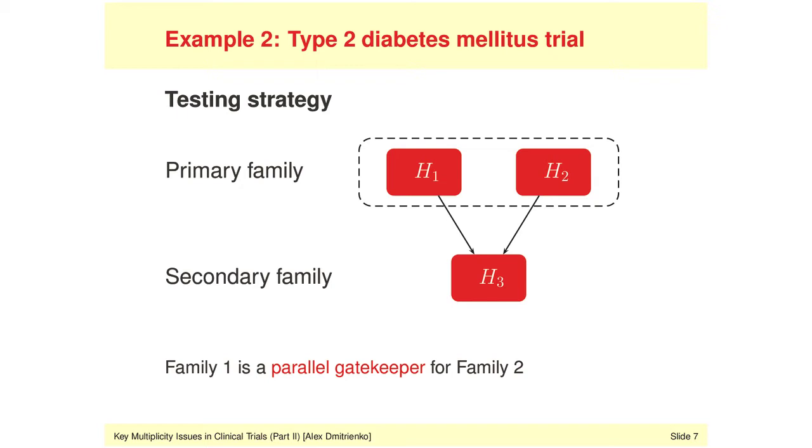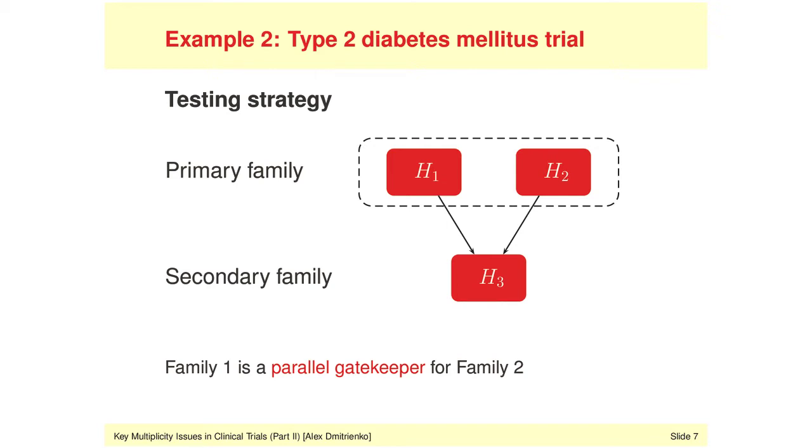It is more meaningful to consider a parallel gatekeeping strategy in this particular example, and this is what is shown on the slide. As you can see here, there are 2 arrows that represent decision-making paths that connect H1 to H3 and H2 to H3 as well. And that means that family 1 serves as a parallel gatekeeper for family 2. Formally, going back to the definition of a parallel gatekeeper, with a parallel gatekeeper, at least one null hypothesis must be rejected in the primary family to claim that the trial has met its primary objective and proceed to testing the hypothesis in the secondary family.